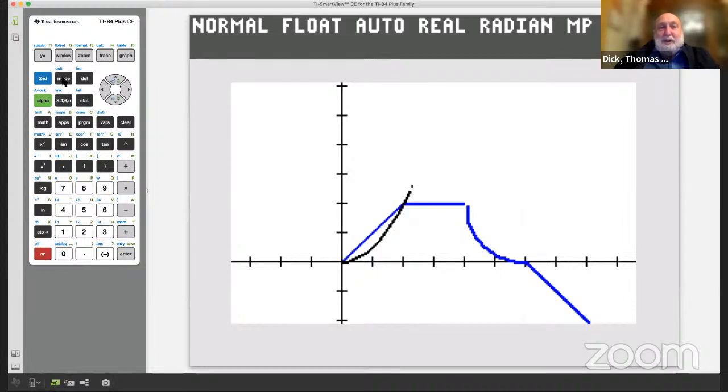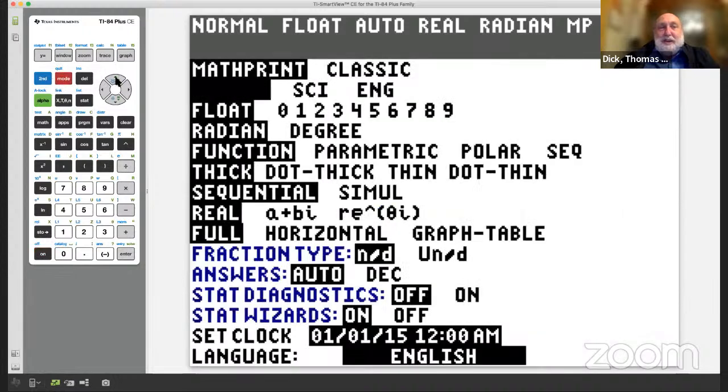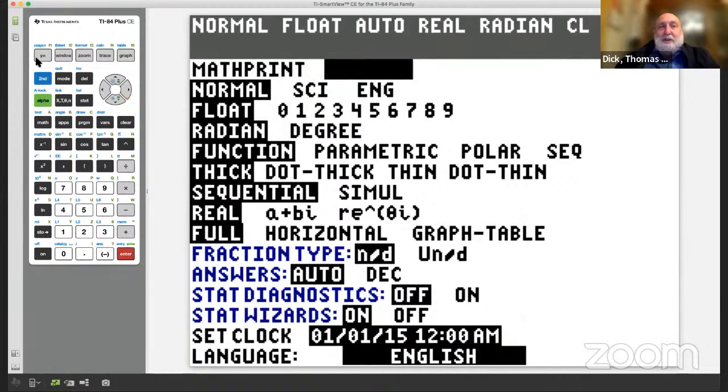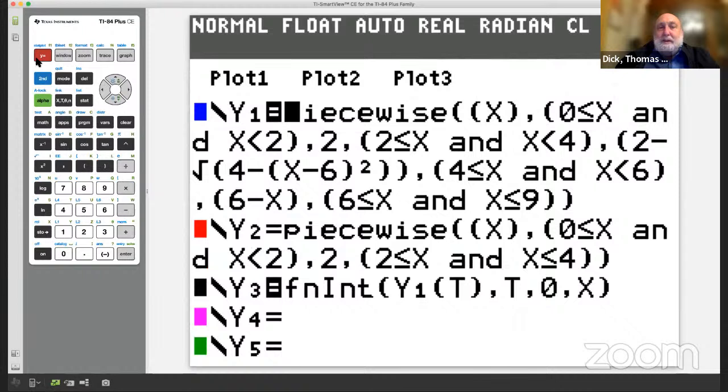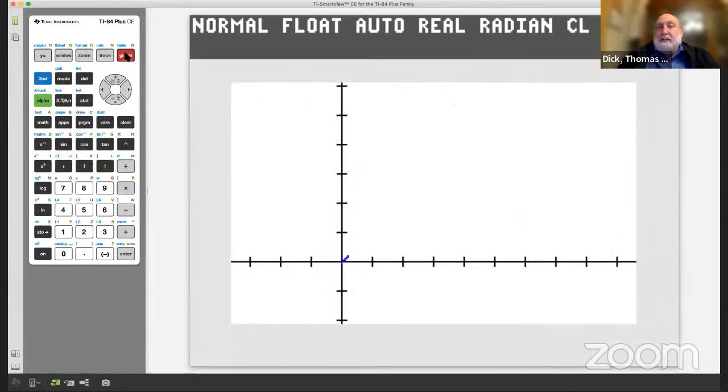And then I'm going to go to my mode and change math print to classic. And then when I go back to the y equals menu, now everything is back into that kind of line form. You see the piecewise thing is really all in one long line. It wraps around over and over. But now when I go down to y3, that's where I had my integral function. I'm going to insert a tolerance of 0.1. That should make it graph a lot faster. So let's try graphing again and see what we get.